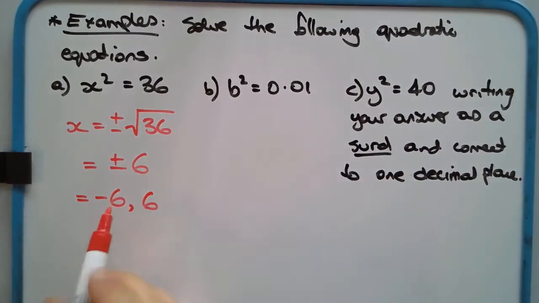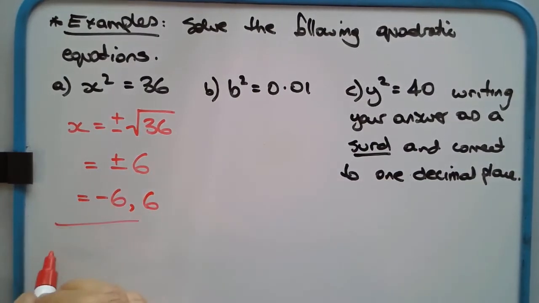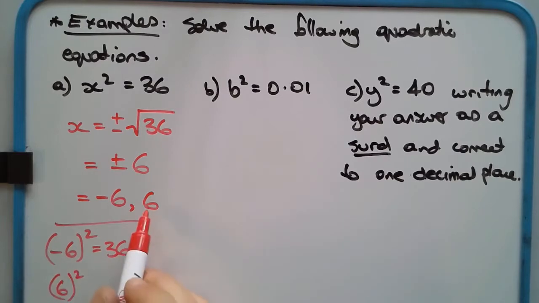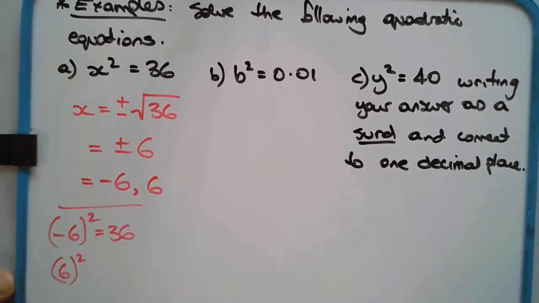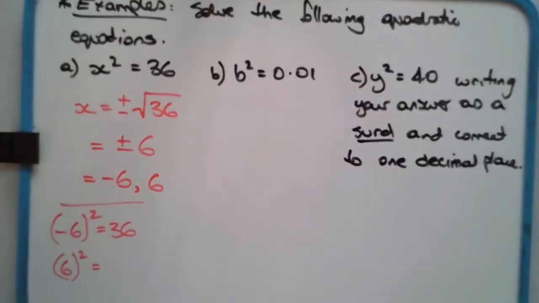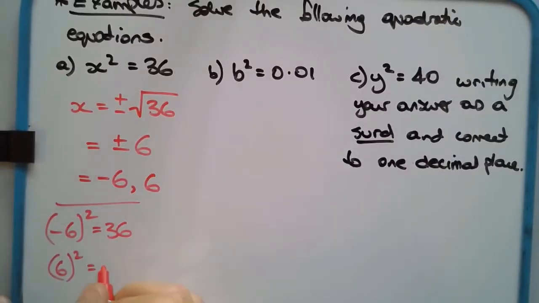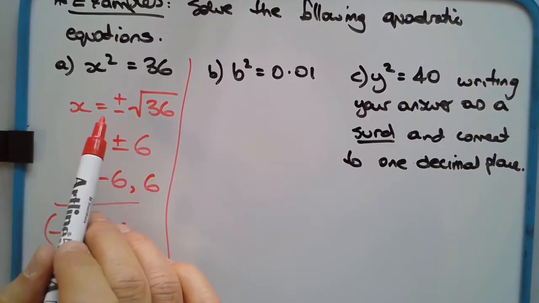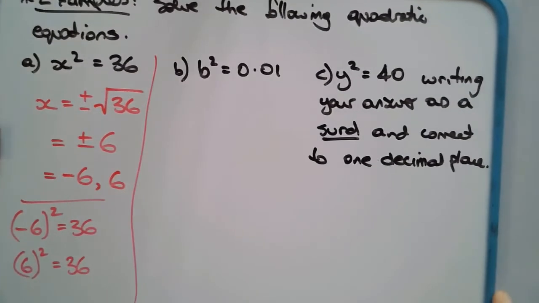And the reason for that is, if we check that, if we put negative 6 in our calculator, make sure it's in brackets, and you square it, you'll get 36 as the answer. And likewise, with the positive value of 6, if you square that and put that in your calculator, you'll also get 36. So it's very important to understand what this plus or minus does there.